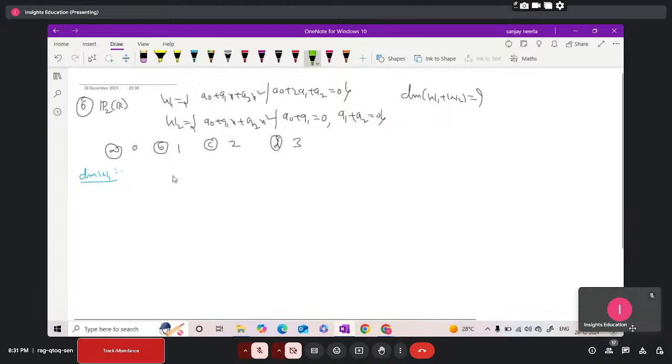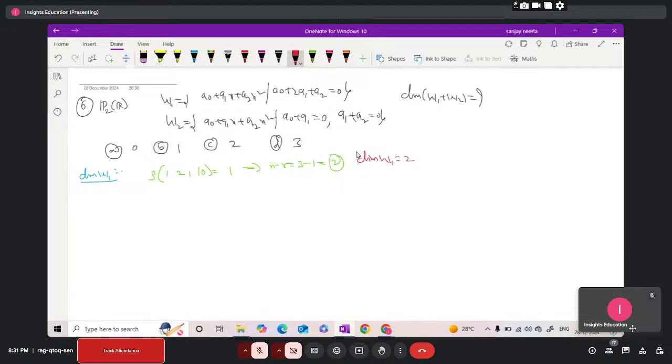I think very easy. First one. What is the dimension of W1? Two, sir. Very good. Dimension 2. So n minus r, count 3 minus 1, 2. So the dimension of W1 is 2.